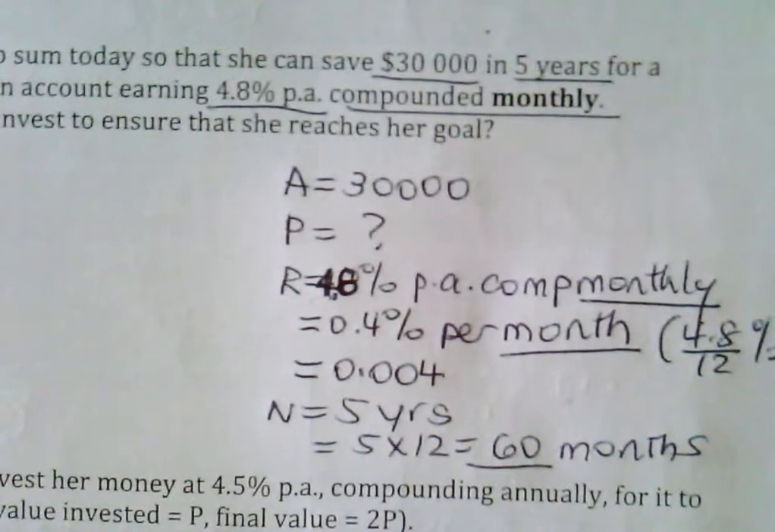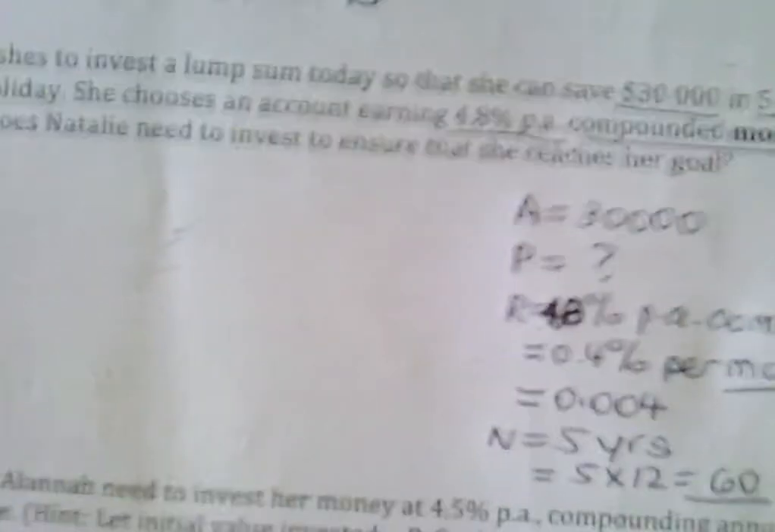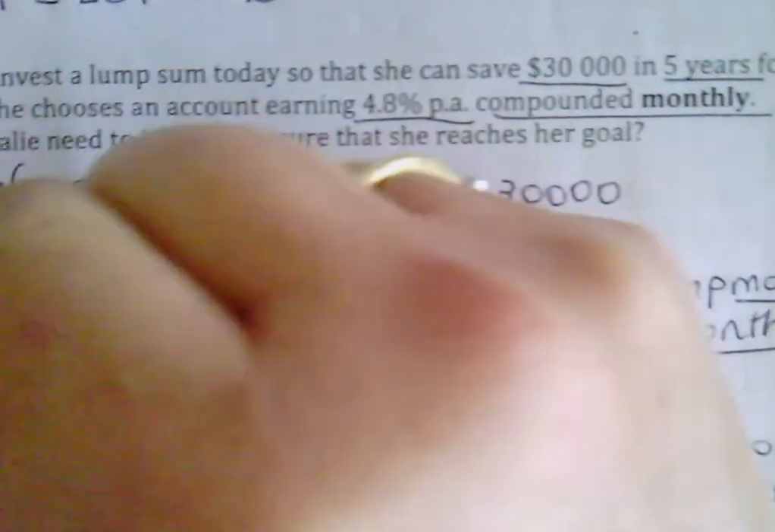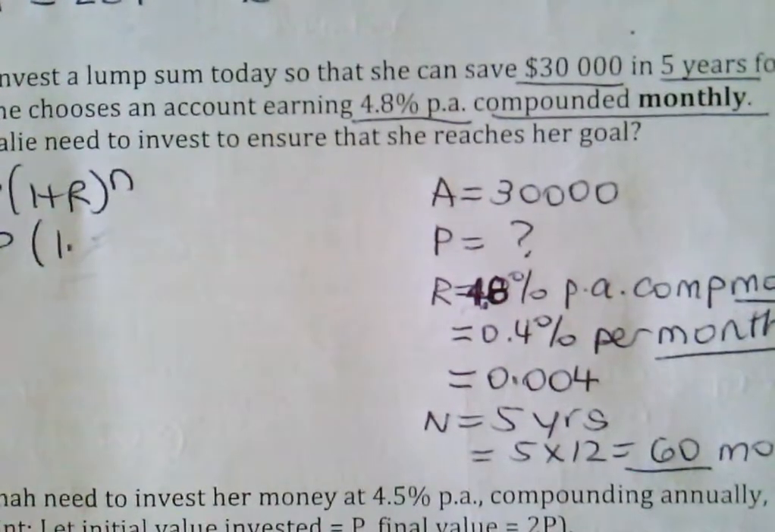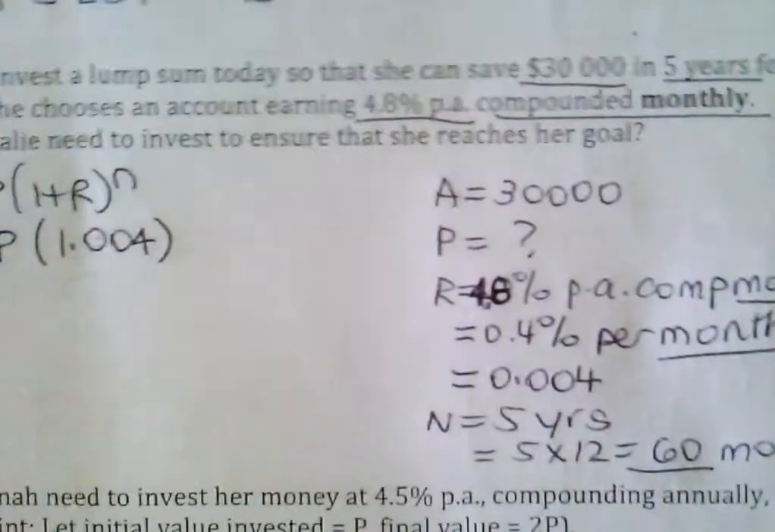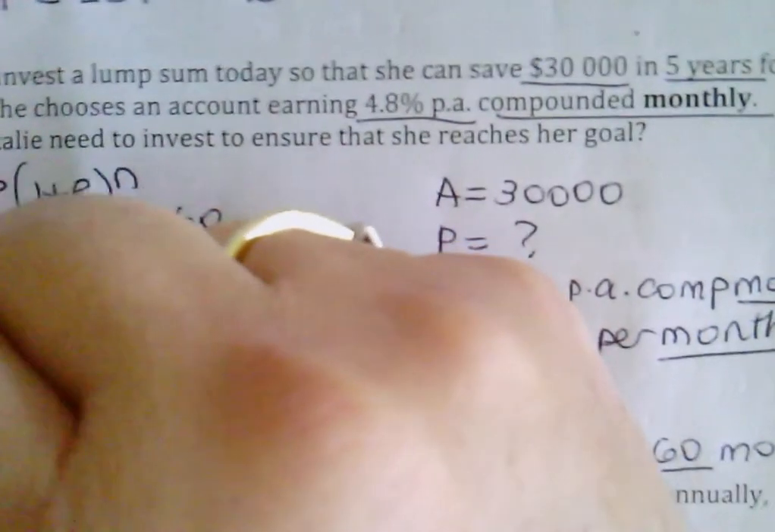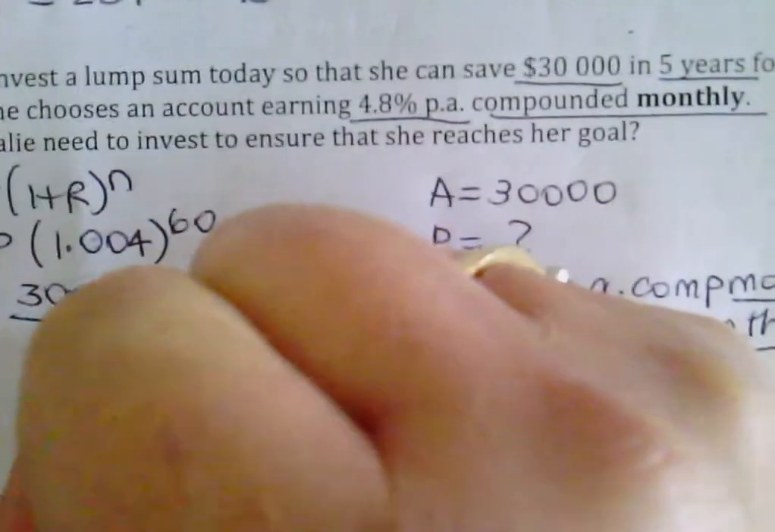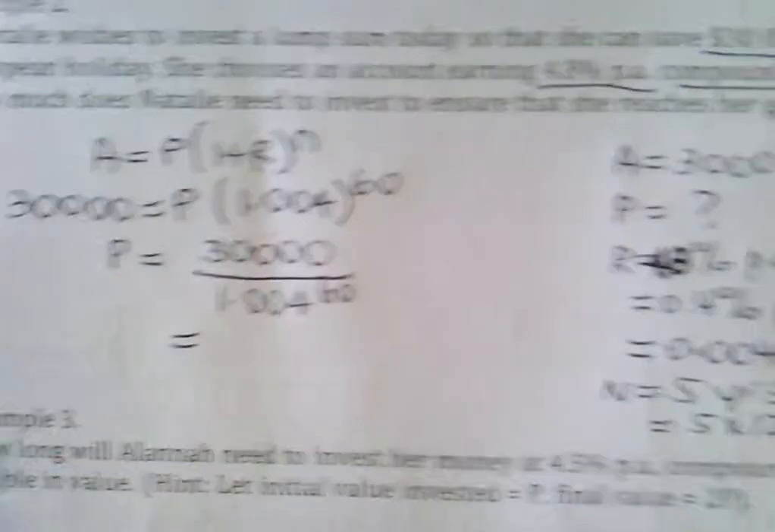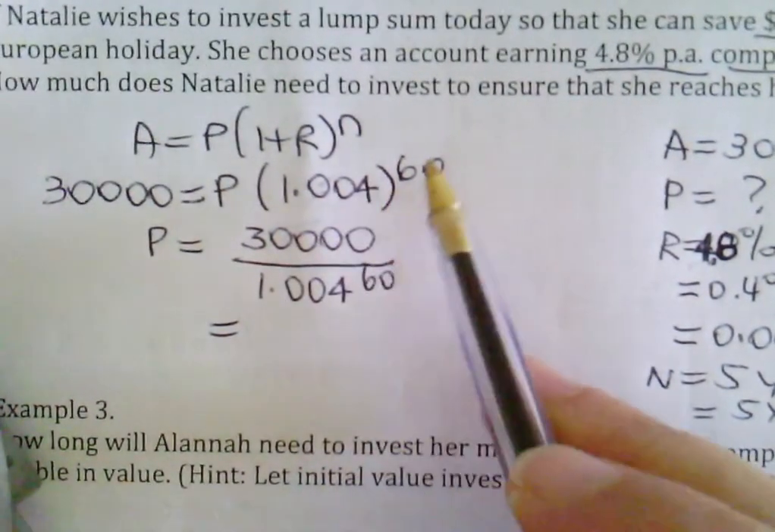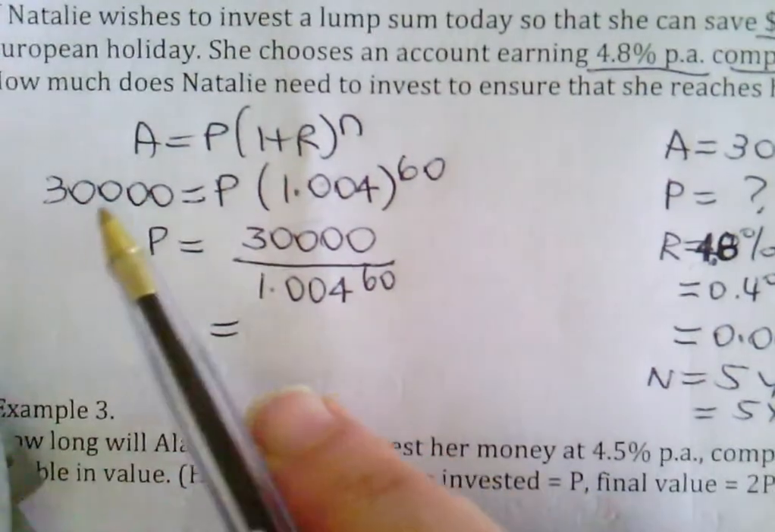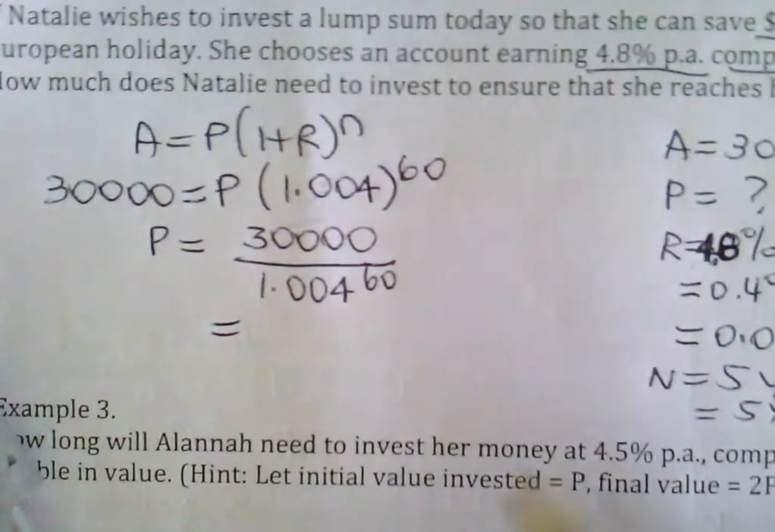So, here we go. A equals P(1 + R)^N, 30,000 equals principal, 1.004 to the power of 60. So therefore P is going to be 30,000 divided by 1.004 to the power of 60. Please do not work out this 1.004 to the 60 and write it down to 10 decimal places. P is 30,000 divided by that. What do we get?